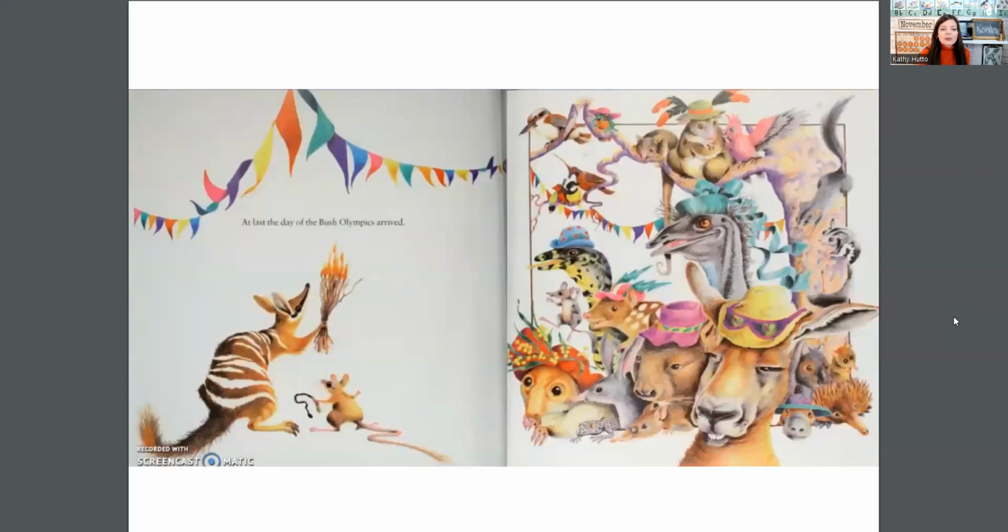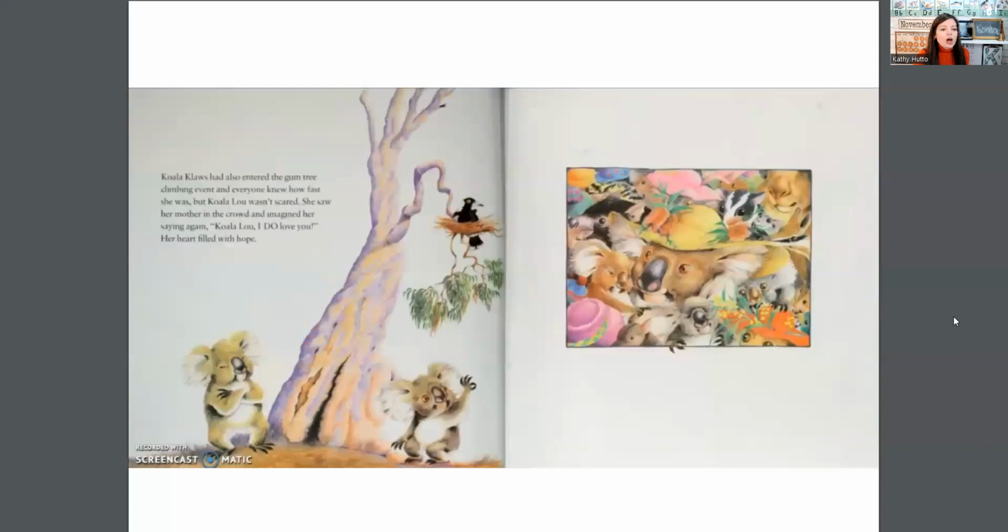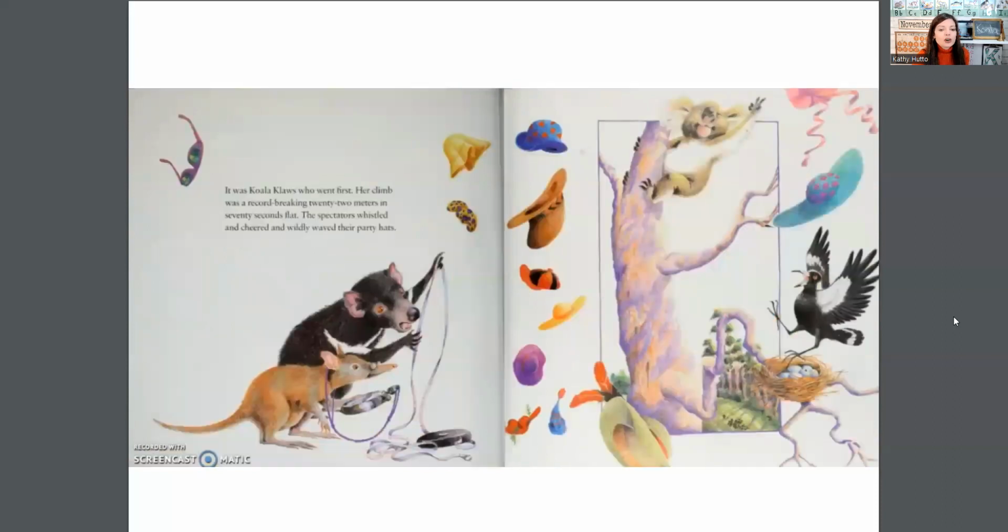At last the day of the Bush Olympics arrived. Koala Claus had also entered the gum tree climbing event, and everyone knew how fast she was. But Koala Lou wasn't scared. She saw her mother in the crowd and imagined her saying again, "Koala Lou, I do love you," her heart filled with hope. It was Koala Claus who went first. Her climb was a record-breaking 22 meters and 70 seconds flat. The spectators whistled and cheered and wildly waved their party hats.